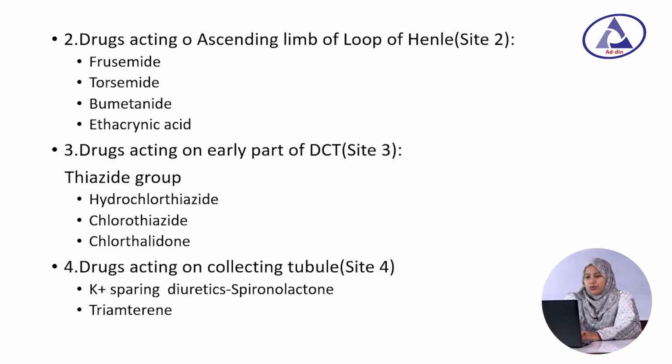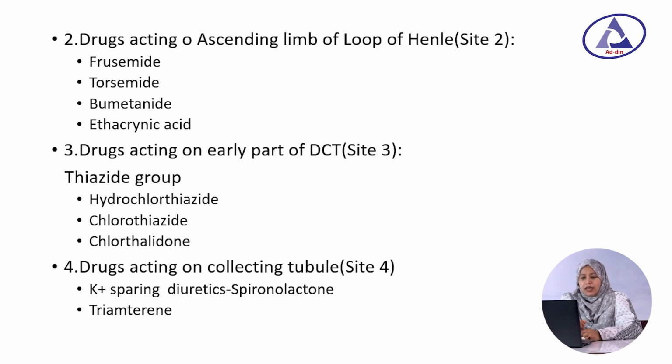Now, site 2, that is the drugs acting on the thick part of the ascending limb of loop of Henle. The loop of Henle has two parts: one is the descending part and another is the ascending part. The ascending part has a thick portion and a thin portion. The drugs that act on the thick portion of the ascending limb of loop of Henle are called the loop diuretics or site 2. The names are furosemide, torsemide, bumetanide and ethacrinic acid.